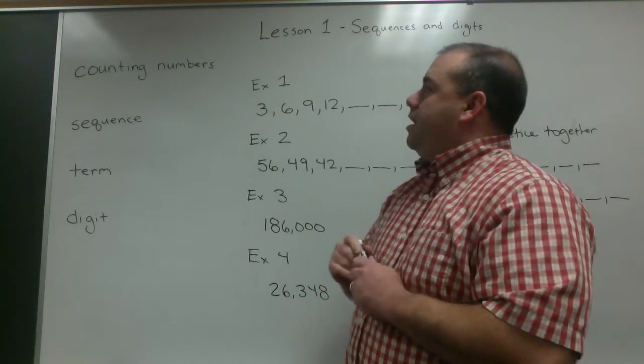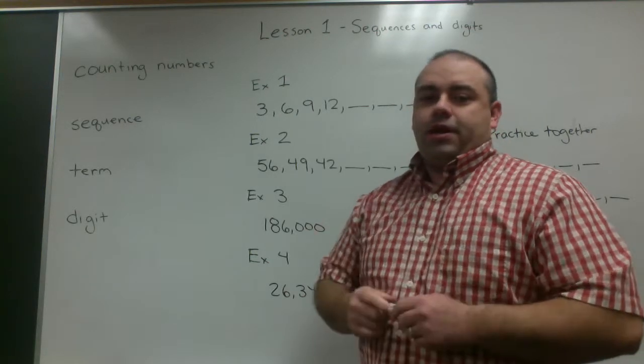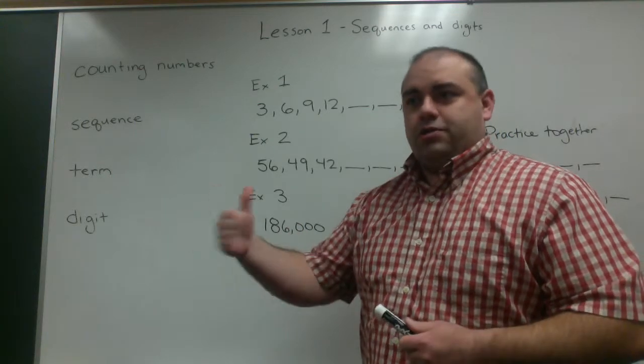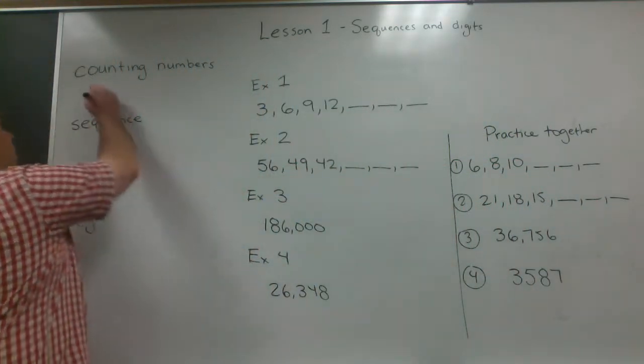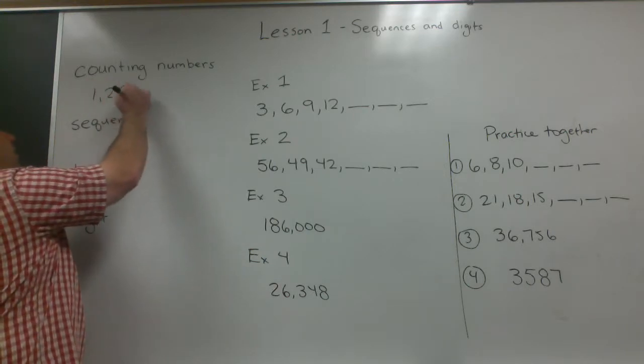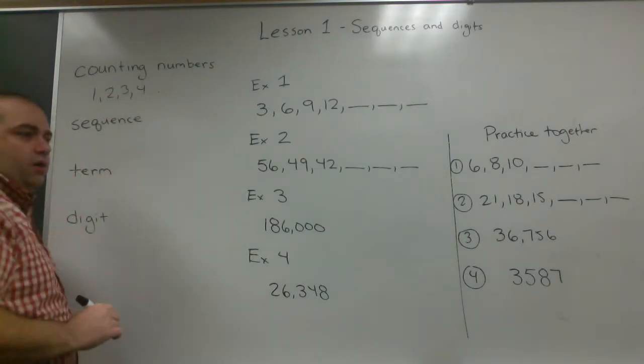So let's get started. Counting numbers. If you were teaching someone how to count, you would start off with the number 1. 1, 2, 3, 4, 5. Those would be considered counting numbers. So I'll just write those up here. 1, 2, 3, 4, and that could go on for a long time.